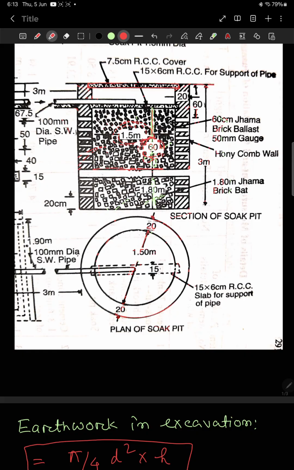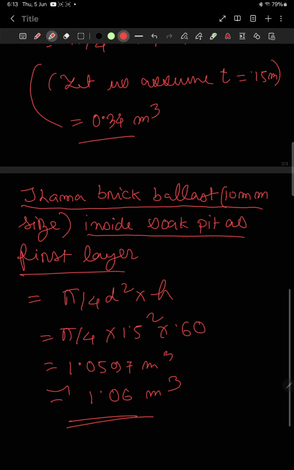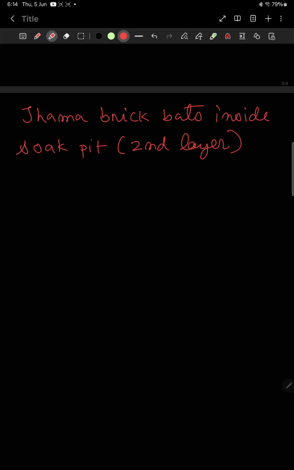Now we need to calculate how much brick needs to be filled in the second layer, and the depth of the second layer is 1.8 meter and the diameter is same as 1.5. So let us calculate. Diameter is same as the first layer, but only the height is different. Height is 1.8 meters. So again, the same formula we will apply, pi by 4 d square into h. That's the volume of a cylinder.